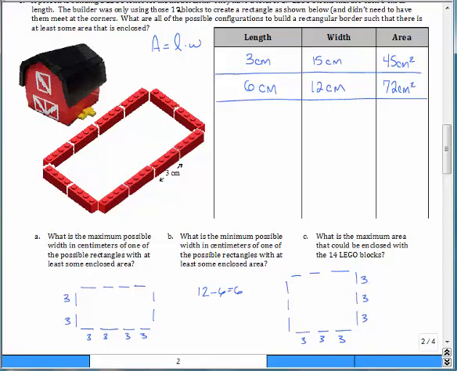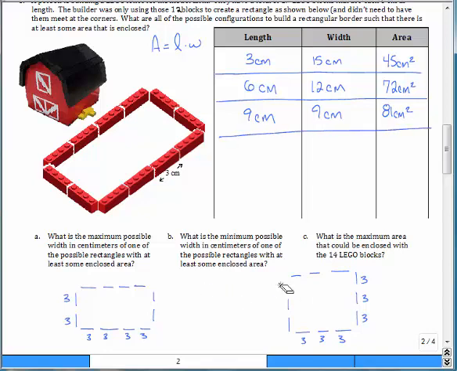So the length in this case would be up and down, so that would be 3 times 3, which would be 9 centimeters. And then again, we'd have 3 going this way, so it'd be 3, 3, 3. That would also be 9 centimeters. So that would be 81 square centimeters.